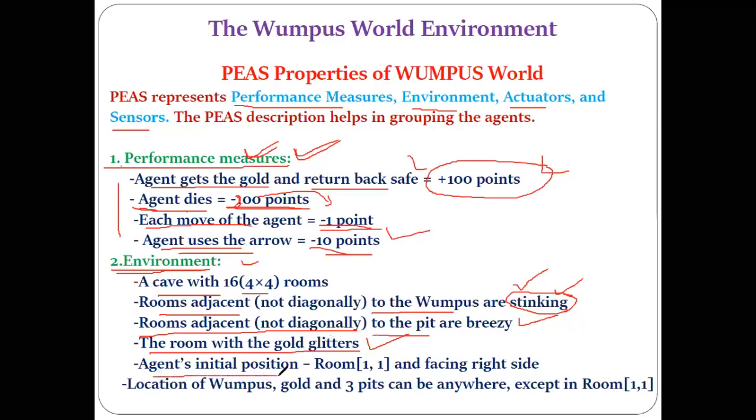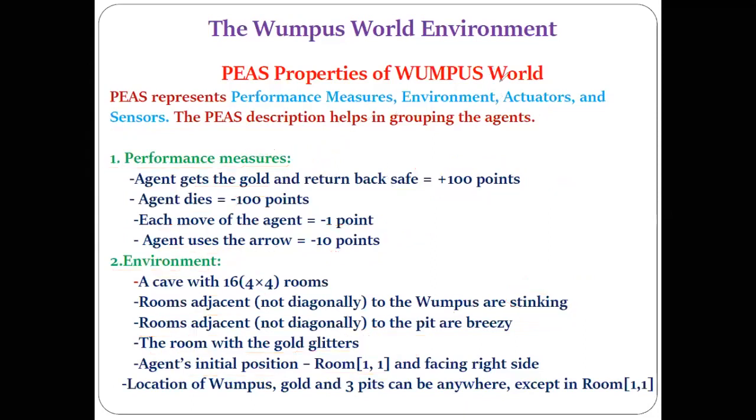And the agent's initial position, that is room number 11, facing the right side of the Wumpus, that is also one part of the environment of this particular agent, the knowledge based agent. So that is our second property of the Wumpus World environment. That is what the environment is. Understood the second property? Yes, sir. Okay, then let's see the next.